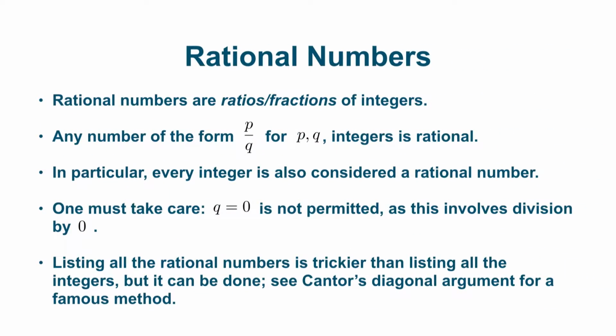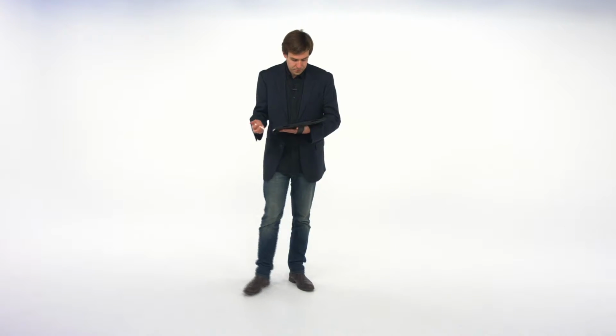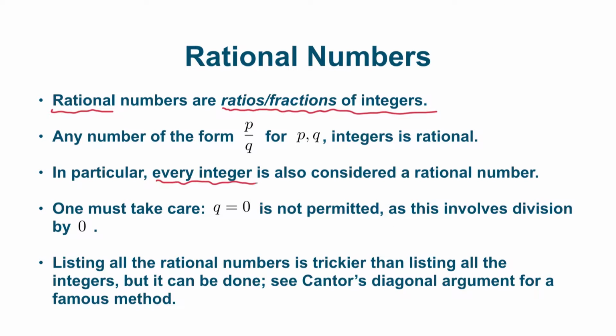The next class of numbers we want to be familiar with are what are called rational numbers. Where does this name rational come from? It comes from the fact that these are ratios or fractions of integers. So a rational number is a number that can be written as p over q for some integers p and q. In particular, every integer is also considered a rational number by just taking q to be 1. So we remark that p divided by 1 is equal to p. So every integer is also a rational number.